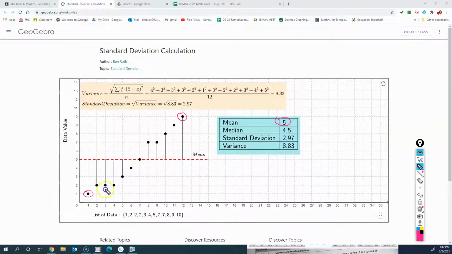Now, what this line represents is the length that this point is from the mean. So if I did 1 take away 5, this is negative 4. What that means is 1 is 4 points below the mean. That's what that -4 right there stands for.